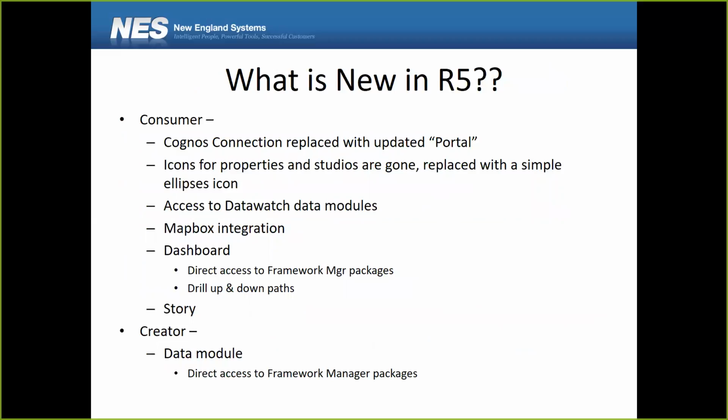Okay, so again, some of the things in R5 that we'll be talking about real quick. Again, obviously, Datawatch and its ability to directly publish the models into Cognos Analytics. We're going to talk a little bit about the Mattebox integration. So in R5, there is a direct integration. It's all part of the new release that allows you guys to start building in some very cool maps that can be built in. And then we'll get into some of the dashboarding capabilities.